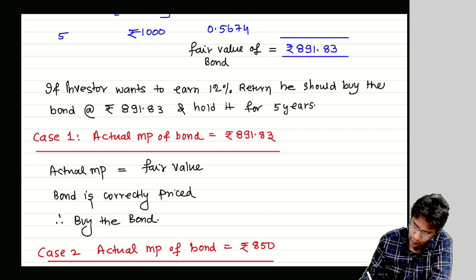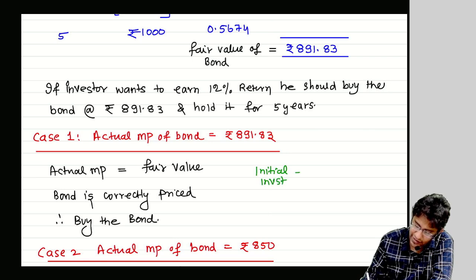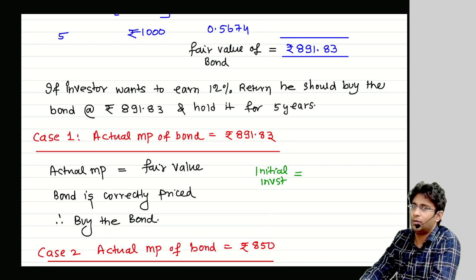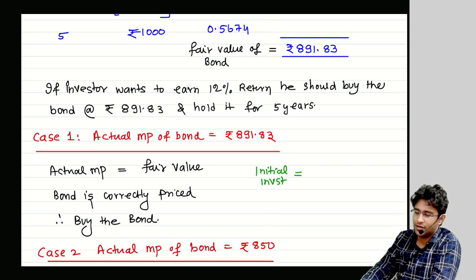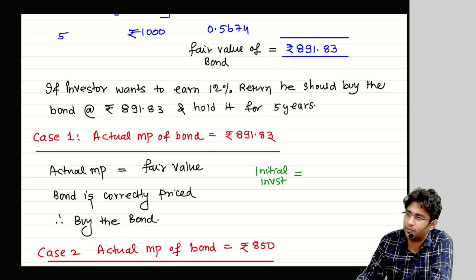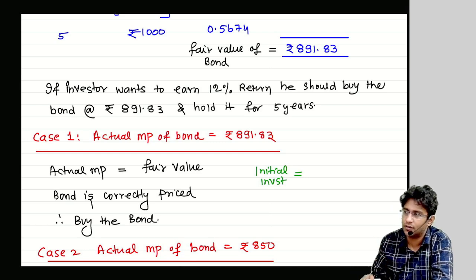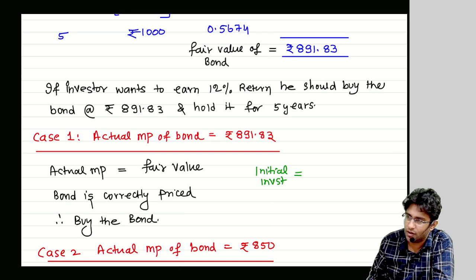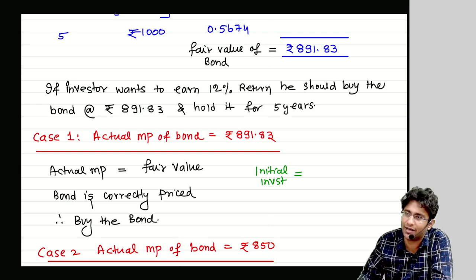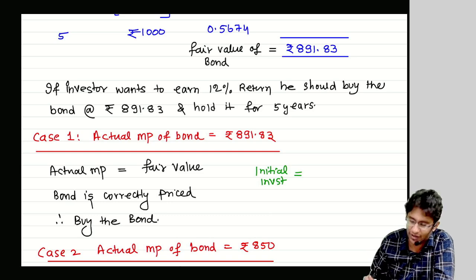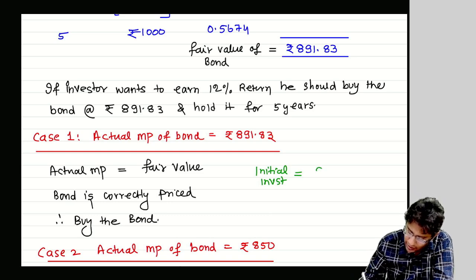Tell me, what is your initial investment? Which 891.83? Red or blue? Don't tell me both are same. I also know both are same. Initial investment means how much you have to spend today to buy the bond. Market price. Correct? No? How much are you spending to buy the bond? Bond is available where, sir? In your home or market? You have to pay market price only. How much is market price? 891.83. That only will become your initial investment.